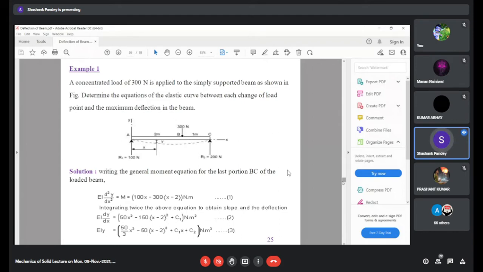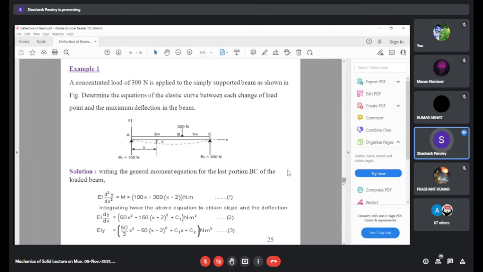We have a simply supported beam of length 3 meters, and a point load is acting on it at a distance of 2 meters from point A. The first immediate task is to determine the corresponding reactions. If we work out the reactions, they will come out to be 100 and 200 Newton respectively. Once we have determined the reactions, the next task is to write the moment equation. M for moment equation, M for Macaulay's method. So we will write this moment equation.